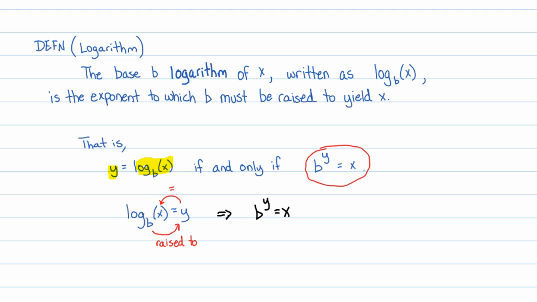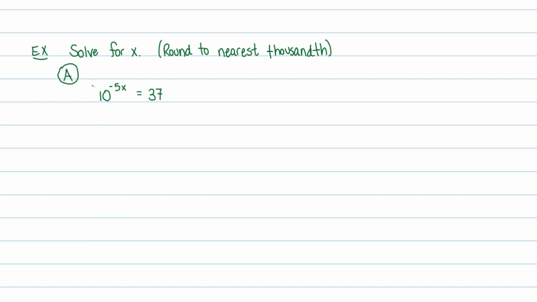If somebody gives me log base b of x is equal to y, I know using the circular argument that b raised to the y power should equal x. So these two things, this in blue and this in black, mean the same thing. Okay? Now the question is, how is that going to help us here?